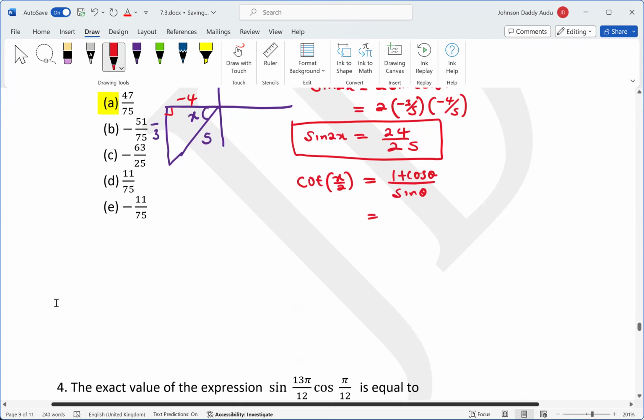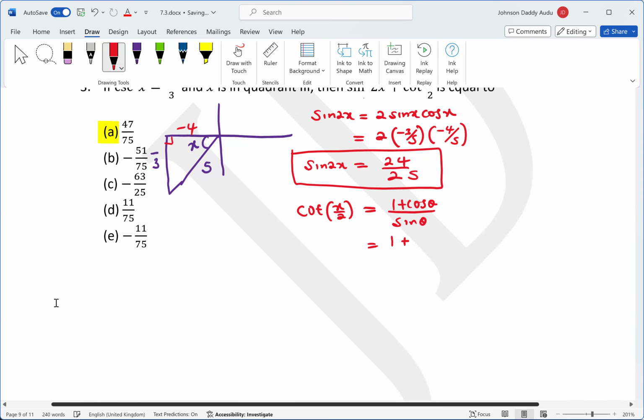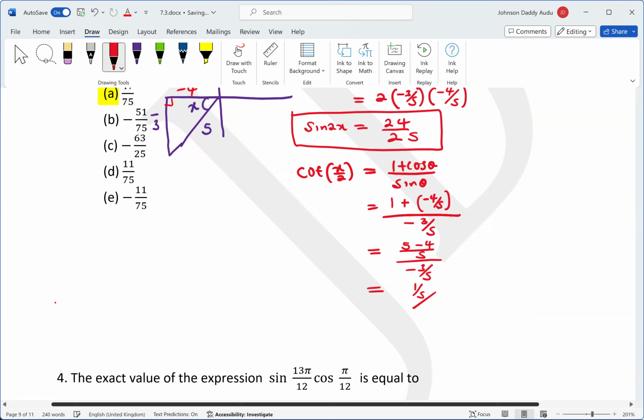And what will this be? So here, we will have 1 plus, what is cosine theta? Cosine theta again, it's minus 4 over 5, divided by sine theta, which is minus 3 over 5. Yes. And this is nothing but 5 minus 4 over 5 divided by minus 3 by 5. And this is 1 over 5 divided by minus 3 over 5, which you can change to times 5 over minus 3. So this is just minus 1 over 3. Yep. So this is cotan x over 2.